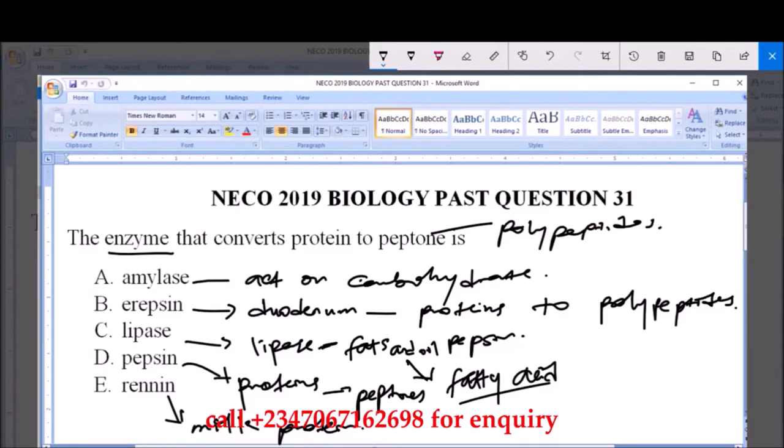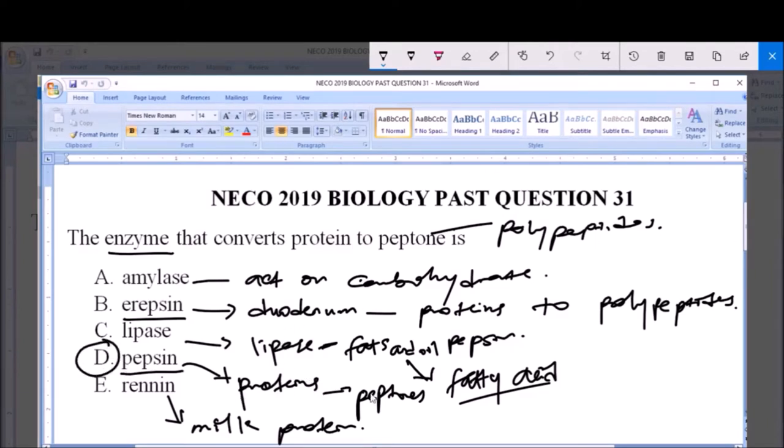Now, the question says the enzyme that converts proteins to peptones is, now, if you look at these options that I just described, you see that B here says erepsin, which acts on proteins, and option D here says pepsin, which also acts on proteins. But now, the most correct answer to this question is actually pepsin. Correct answer is pepsin, because pepsin is the first enzyme that acts on the proteins as they go into the stomach.